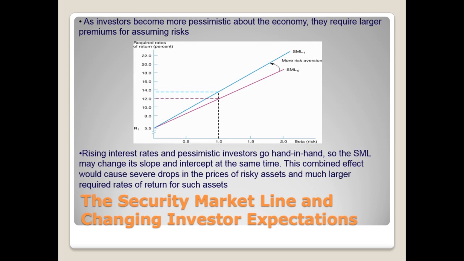Rising interest rates and pessimistic investors go hand in hand, so the SML may change its slope and intercept at the same time. This combined effect would cause severe drops in the price of risky assets and much larger required rates of return for such assets. End of Part 3.